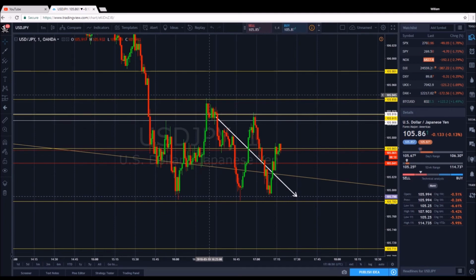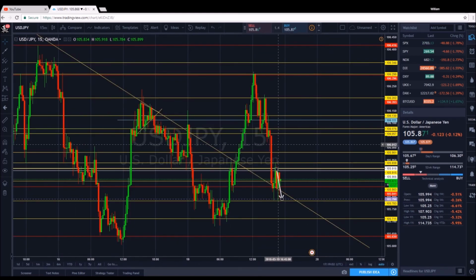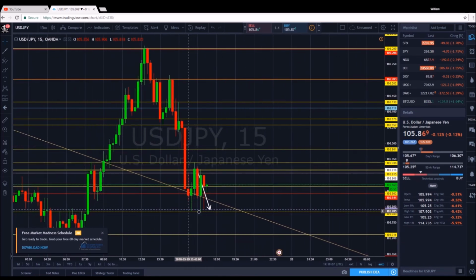So once we got the retest, we got the failure here, I took my entries and I rode it right here, and you just got a nice little wick fill there. And pretty simple trade, just following the momentum, watching the rejection of the zones, and trading this wick fill right here. And that's exactly what I did. And it took not very long at all for those trades to complete and hit take profit.